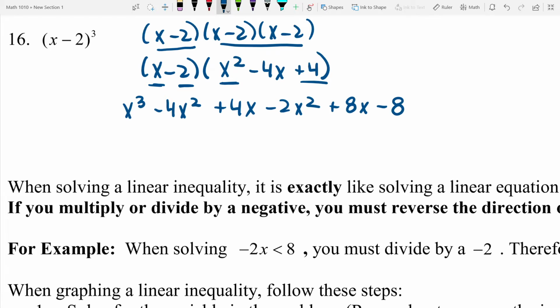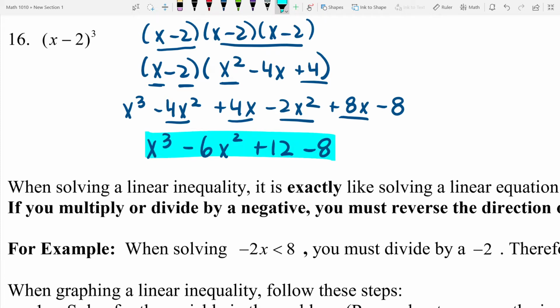Raise your hand if you are perfectly with me. You are understanding what I'm saying to you. Great. Okay, so now we have x to the third minus 4x squared minus 2x squared is a negative 6x to the, do I change it or do I keep it? I keep it. Tell me when I change it. When you're multiplying. You guys are wonderful. 4x and 8x gives me 12x. You have a minus 8 at the end. Highlight your answer and you're done.